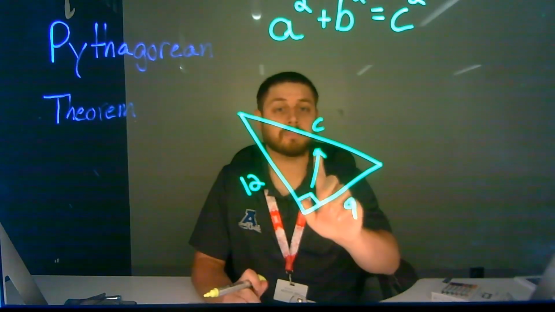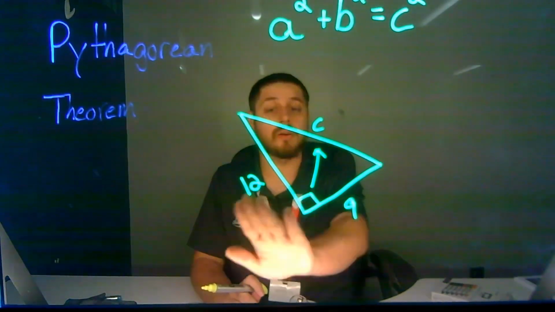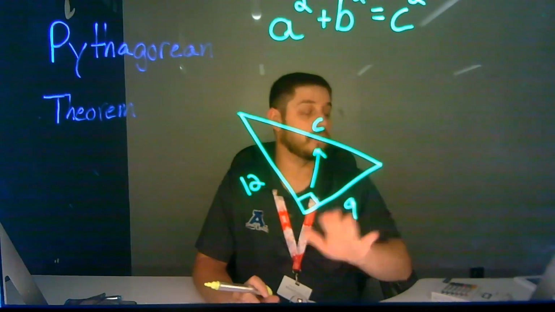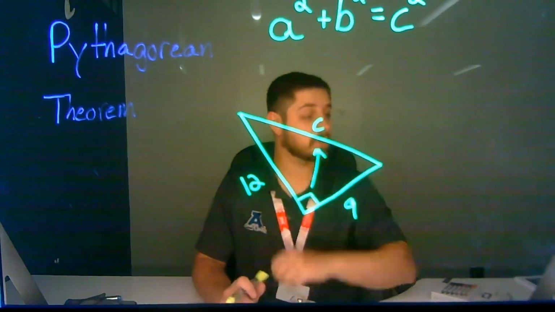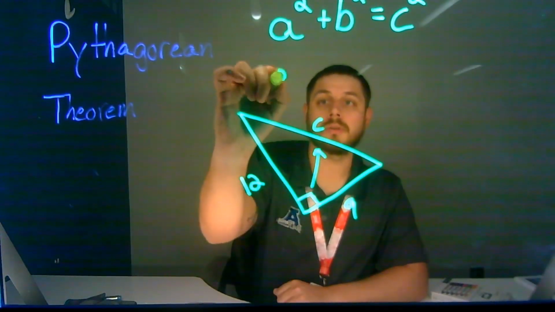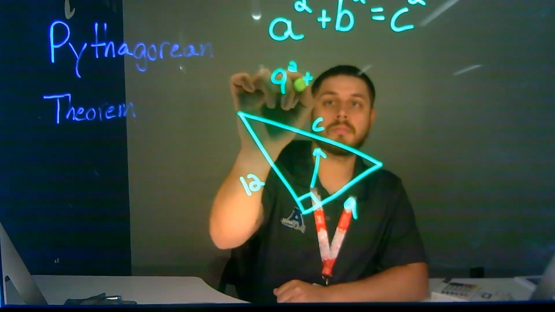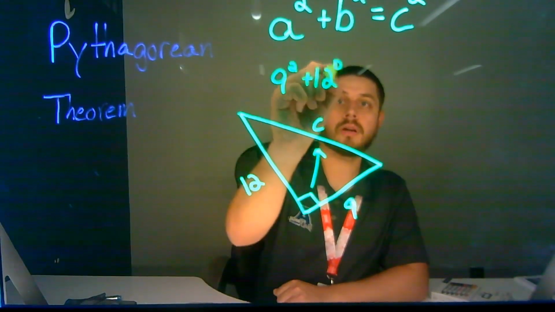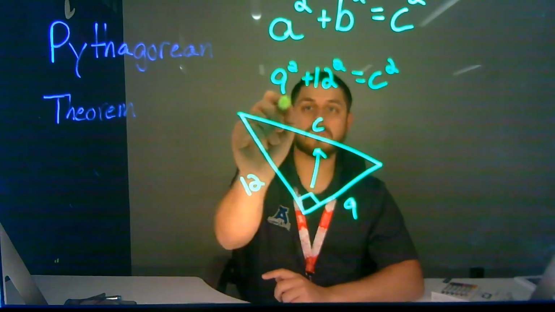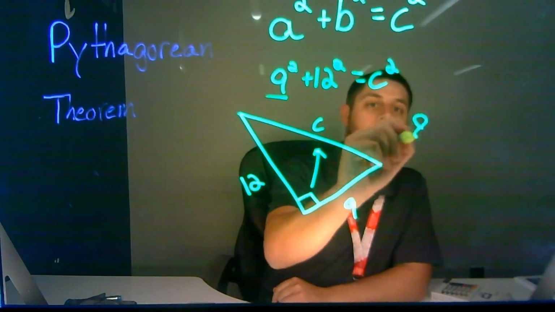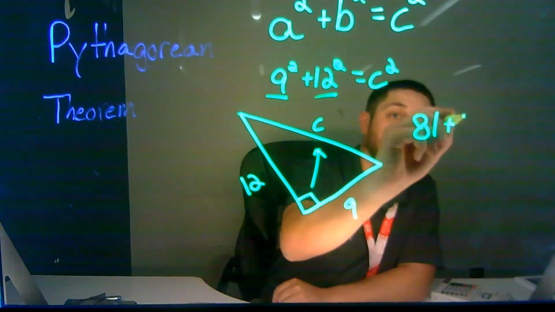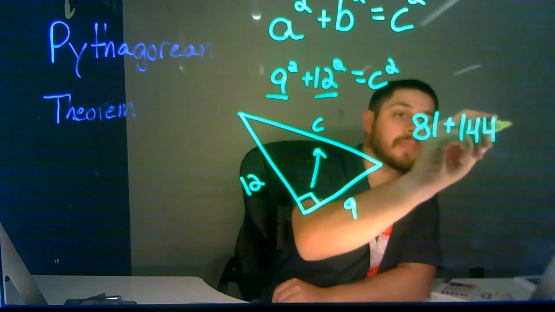So we're going to take our 9 and our 12, plug them into our Pythagorean theorem here, and then we should be able to figure out what C is. So it does not matter which one's A, which one's B. So I'm going to do 9 squared plus 12 squared equals C squared. Well, 9 squared is 81. 12 squared is 144. And that should equal C squared.